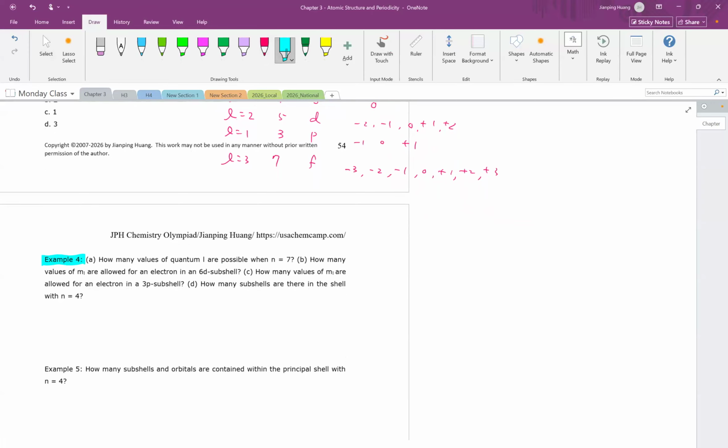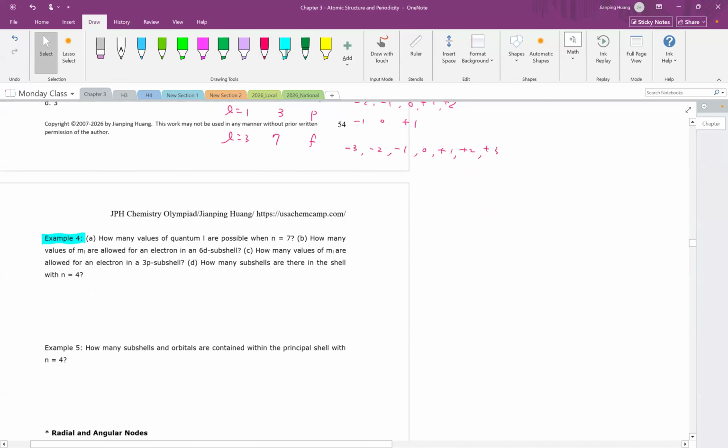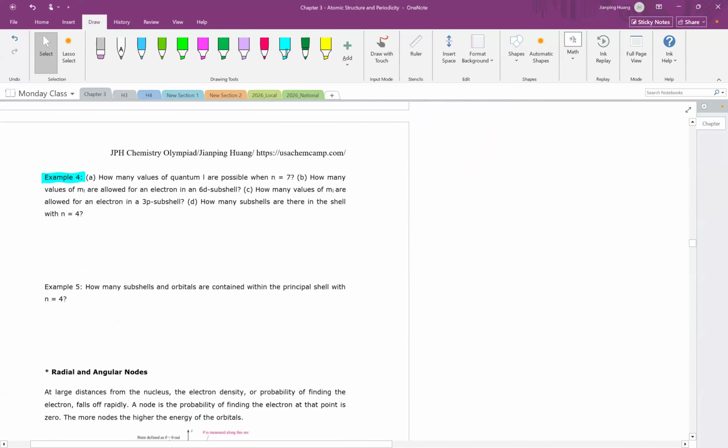Let's go to sample 4. I'll give you a minute, 2 minutes. When you catch up on your homework, I want you to do it by class date. I want you to catch up on the earliest homework first, then up to today's homework.